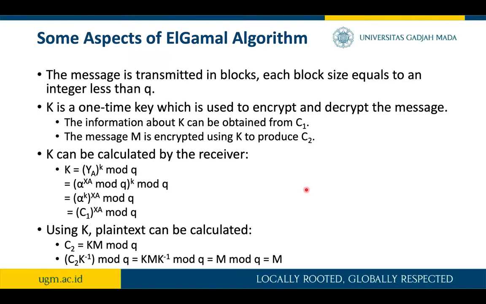ElGamal is also a block cipher. Each block size equals an integer less than Q. Capital K, which is based on lowercase k, is a one-time key. It is added for additional security of the algorithm. The information about K can be obtained from C1, and the message M is encrypted using K to produce C2.